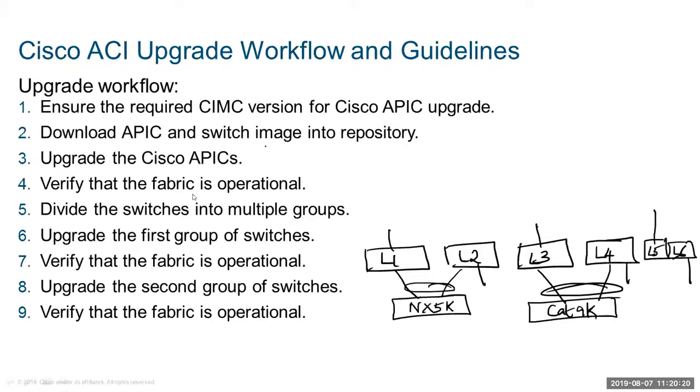Check the fabric, make sure you have no faults, or clear your faults, put them into different maintenance groups, upgrade your first group, make sure it's come back operational, everything is back, and then upgrade the second group.